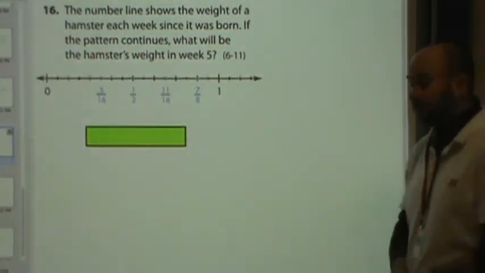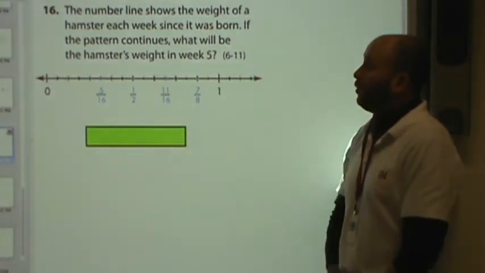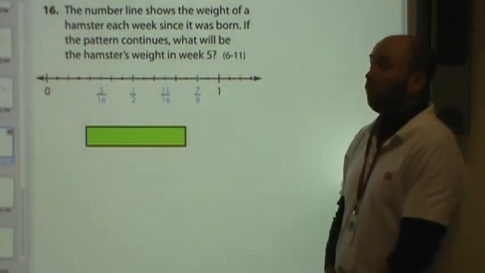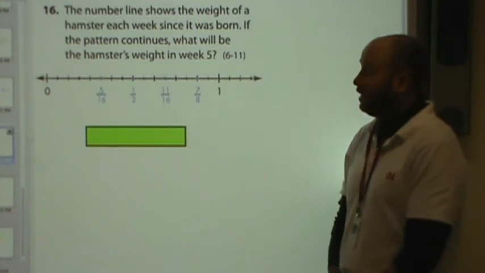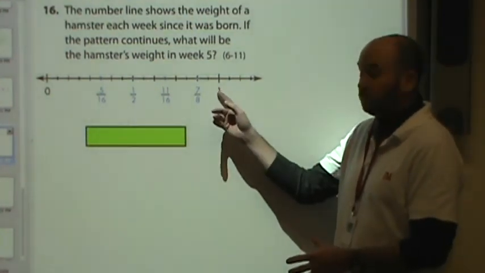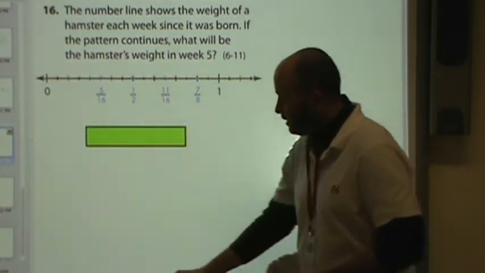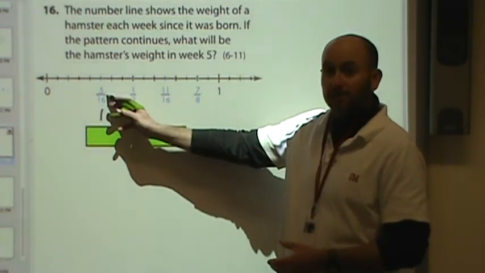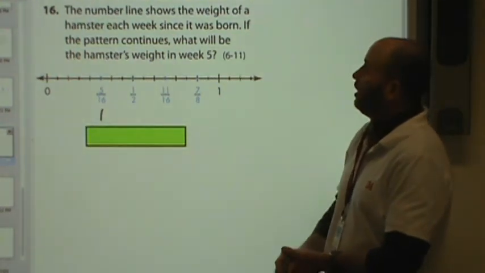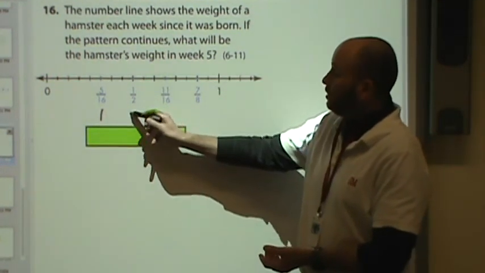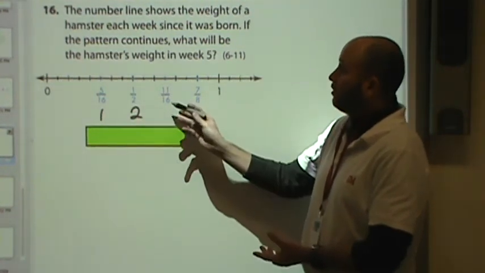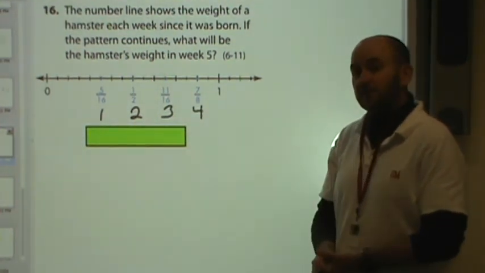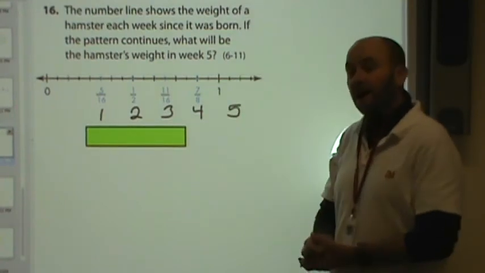Number 16. This was something new to us. The number line shows the weight of a hamster each week since it was born. If the pattern continues, what will be the hamster's weight in week 5? Don't make the mistake of thinking this is week 1. That is not week 1. Each of these is a week. So on week 1, its weight was 5/16 of a pound. And then on week 2, it was 1/2. On week 3, it was 11/16. On week 4, it was 7/8. So we want to know, what will week 5 be?